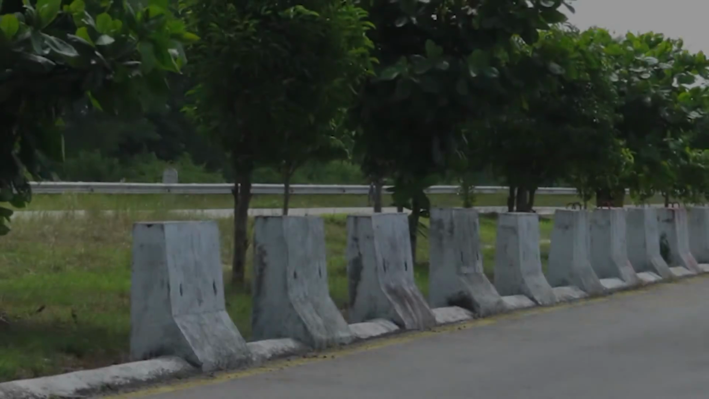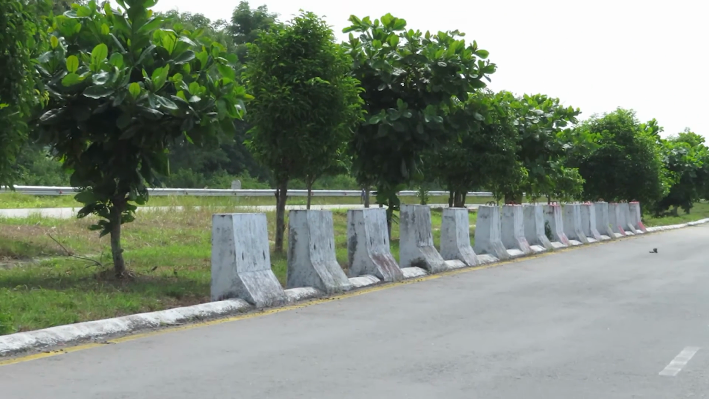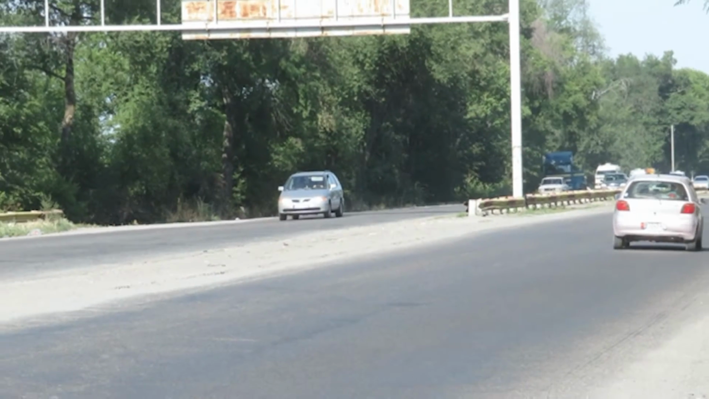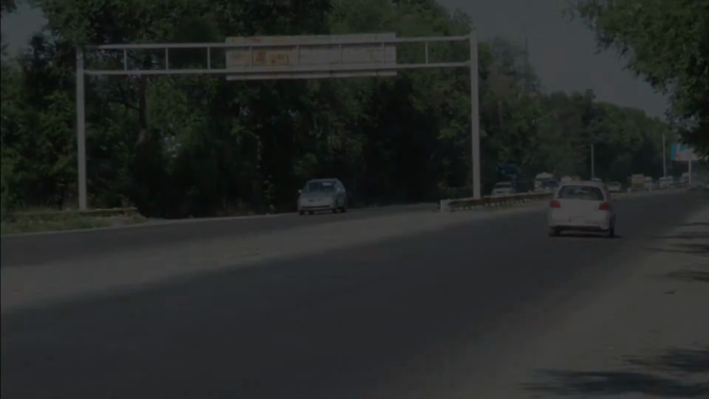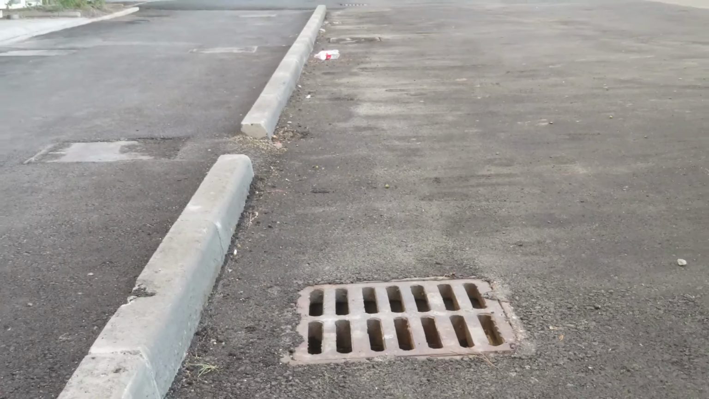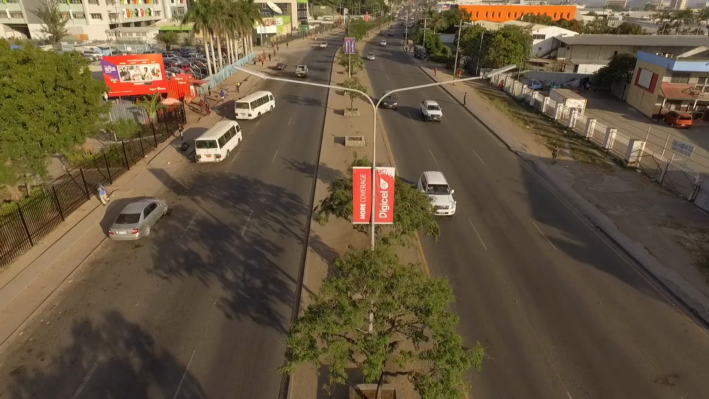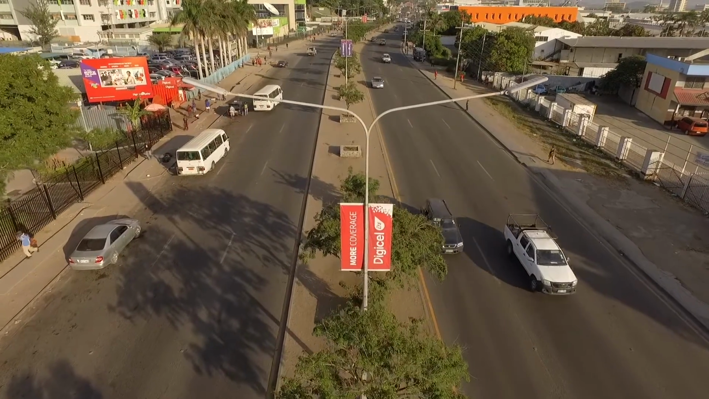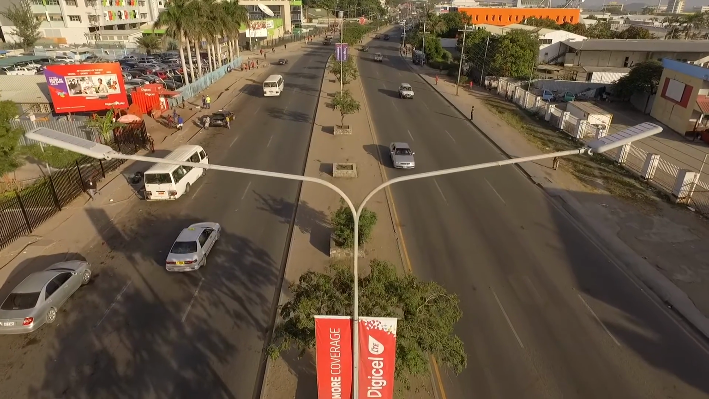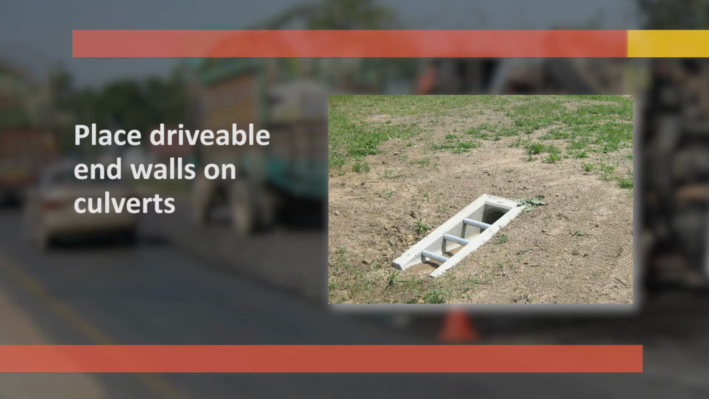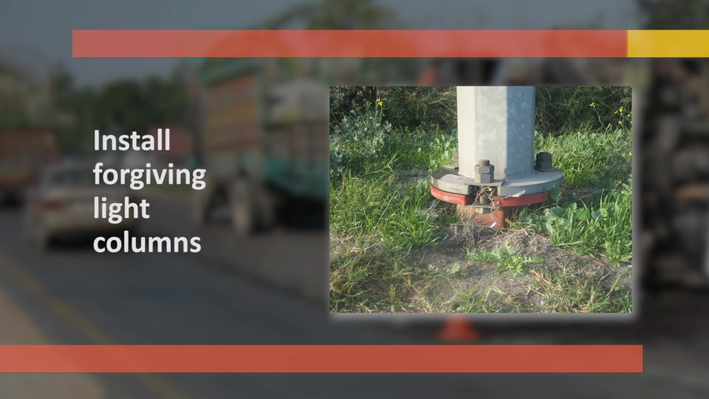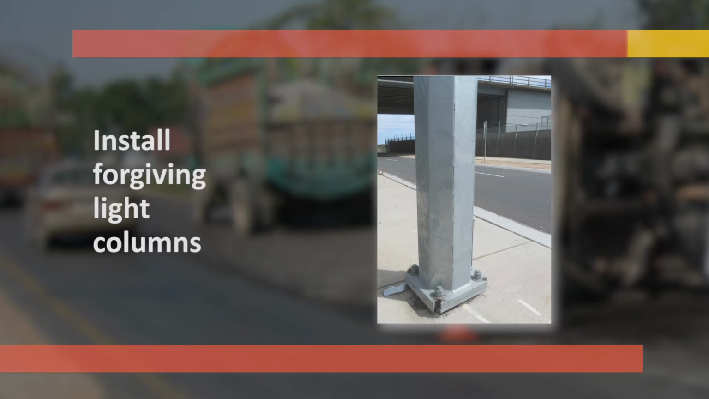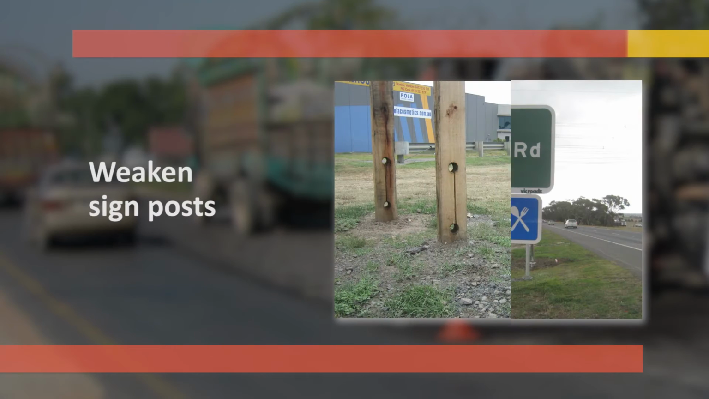We may decide to remove or relocate the hazard. Poles, fences and structures may be relocated. Drains can be covered, trees and rocks removed. If we aim to modify the hazard, we have several options depending on the hazard. We can place drivable end walls on culverts, or install forgiving light columns, or weaken signposts.